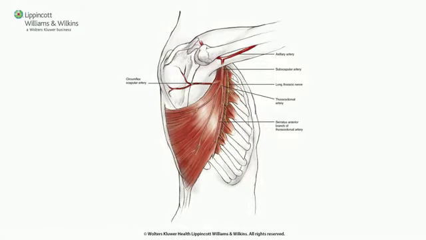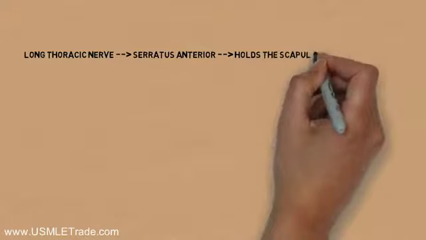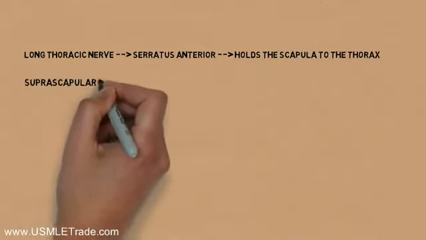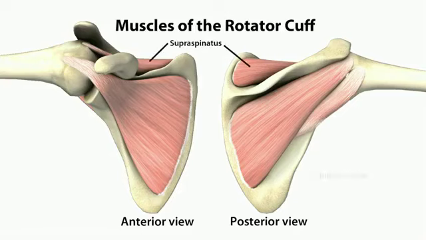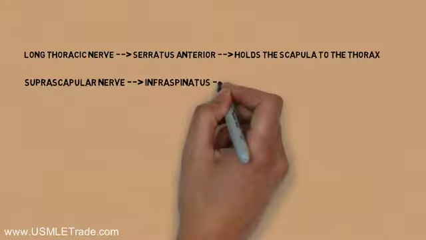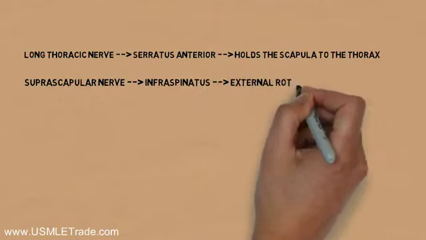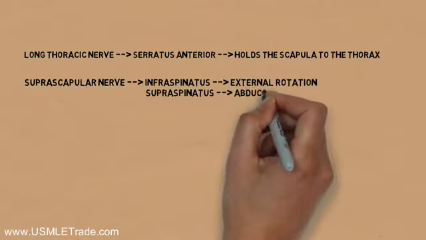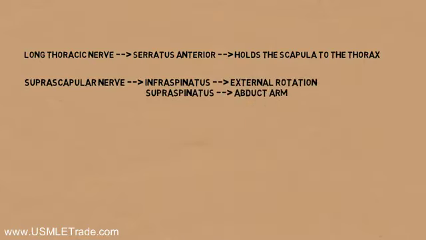So the muscle's just below the armpits. It holds the scapula onto the thorax. Next, we have the suprascapular, and this is going to innervate the infraspinatus and the supraspinatus. Now, these are parts of the rotator cuff. Now, the infraspinatus externally rotates the humerus and stabilizes the shoulder joint. The supraspinatus is going to act to abduct the arm.